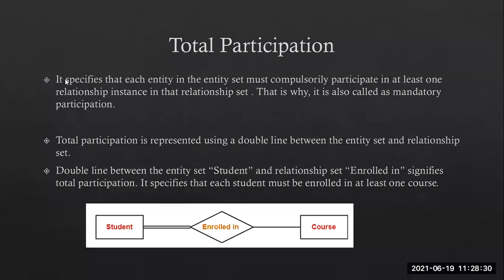It specifies that each entity in the entity set, entity meaning table, and entity set meaning the respective values, E1, E2, E3, E4, like Sai Prakash, Maitri, Aishwarya, and Pavitra, must compulsorily participate in at least one relationship instance in that relationship set. Last time we took the example where Sai Prakash has taken the course of Java, Maitri has taken the course of Advanced Java, and Aishwarya has taken the course of Python.